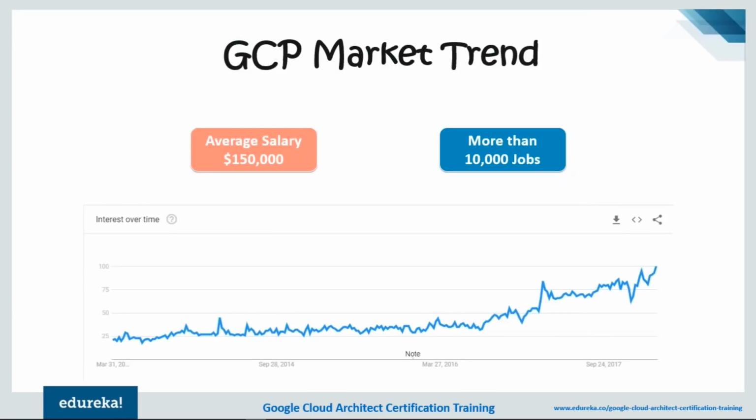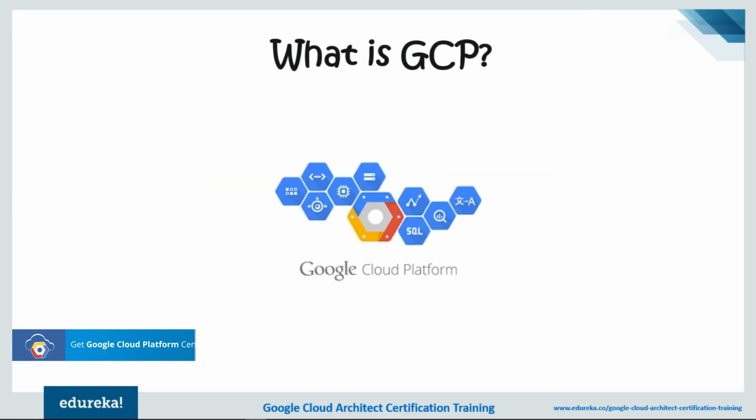So as you can see, for the past 5 years, the GCP trend has been increasing at a very good rate. The average salary for a cloud computing professional or a cloud architect is around $150,000, and there are more than 10,000 jobs in this field. So let's understand what GCP is.